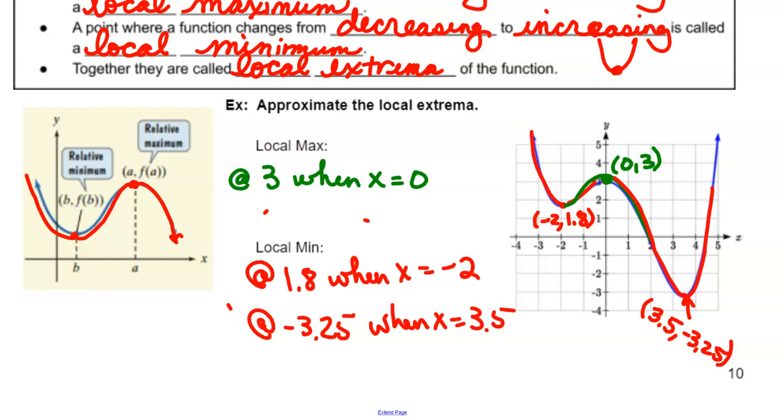So that gives us some rates of change in this section, as well as some behaviors on our graphs of increasing and decreasing. So we are finished with section 1.3.